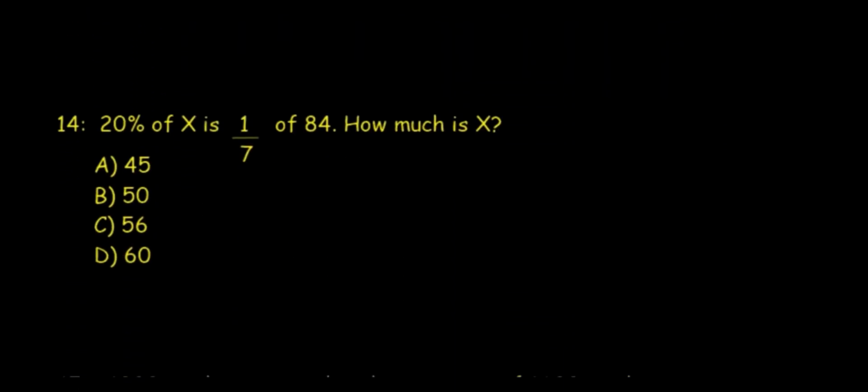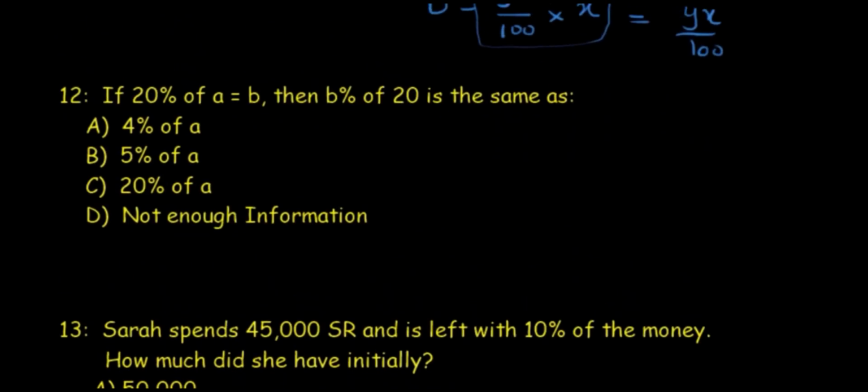Next, we've got, I think, 4 more questions. Okay, question number 12. If 20% of A is B, then B percent of 20 is the same as what? Do you see that the answers are in terms of A? I'm going to try and work this out in terms of A.